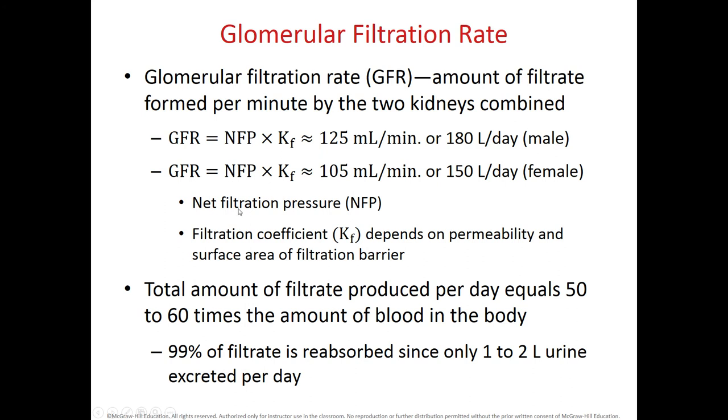And in males, the glomerular filtration rate is 125 milliliters per minute. So they form filtrate of 125 milliliters per minute, or 180 liters of filtrate per day. And then females will form less, 105 milliliters of filtrate per minute, or 150 liters of filtrate per day. Out of these, we reabsorb 99% of the filtrate. So we end up producing 1 to 2 liters of urine per day.